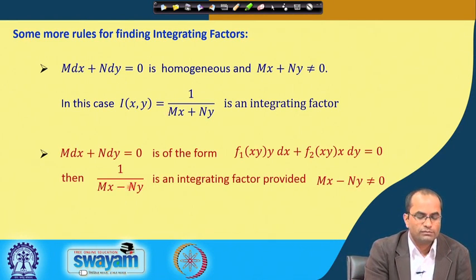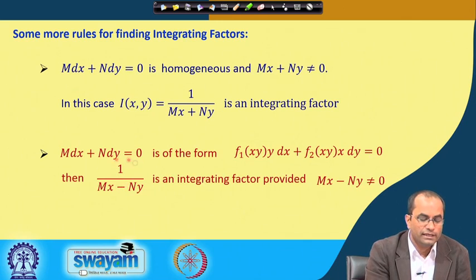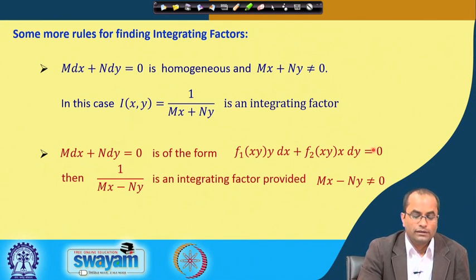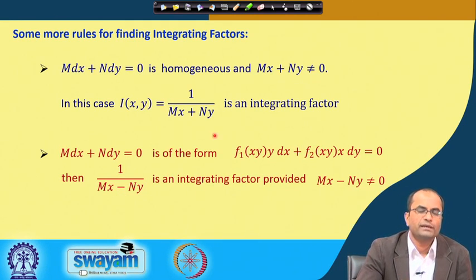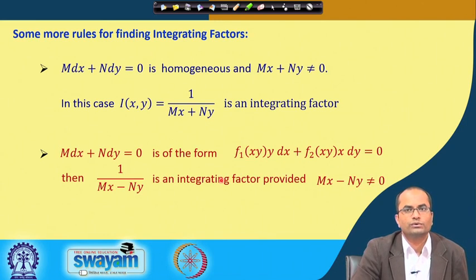So, we may not follow exactly this approach here, finding this integrating factor and then solving the exact equation. Another possibility here is that M dx plus N dy equal to 0 is of this form: some function f(x,y) y dx plus another function g(x,y) x dy. Then 1 over Mx minus Ny, if this term is not equal to 0, will be an integrating factor, and if we multiply this to this equation, it will become exact. So, many more such rules can be derived, but what we have discussed is a very general approach, and from there we have at least seen how to get the integrating factor in those special cases.